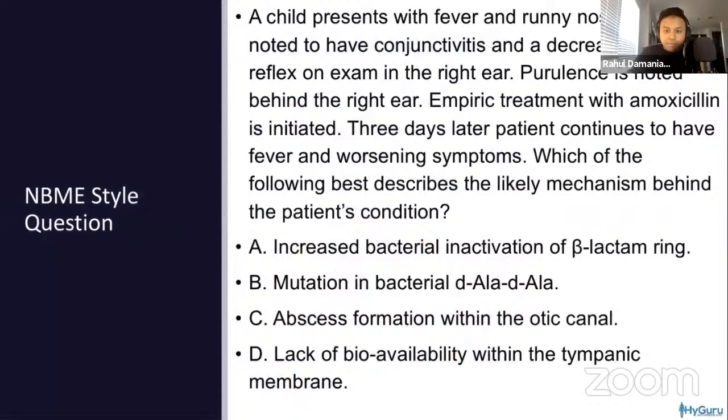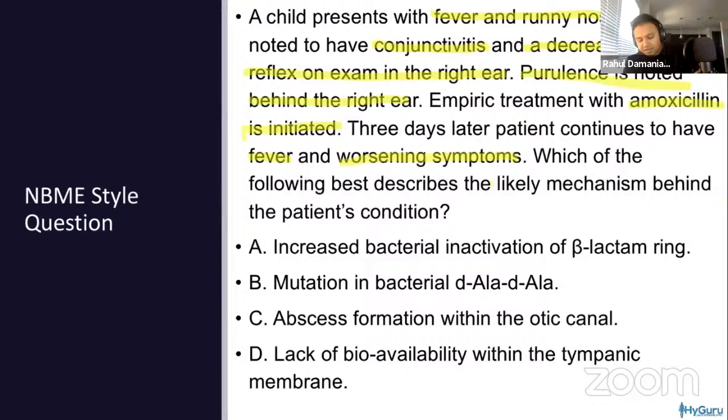A child presents with fever and runny nose. He is noted to have conjunctivitis and a decreased light reflex on exam in the right ear. So you're thinking about otitis media. What supports otitis media? Purulence is noted behind the right ear tympanic membrane. Empiric treatment with amoxicillin is initiated. 3 days later, the patient continues to have fever and worsening symptoms. Which of the following best describes the likely mechanism behind the patient's condition?